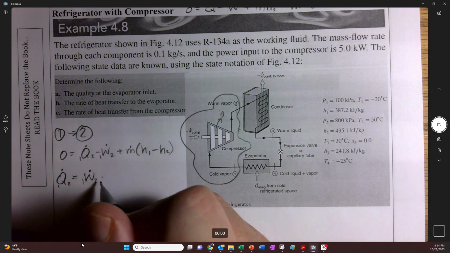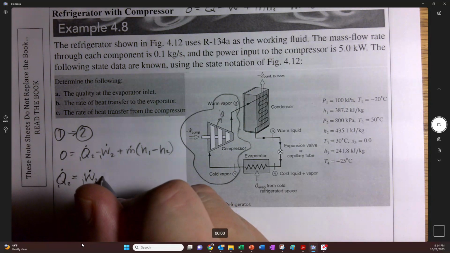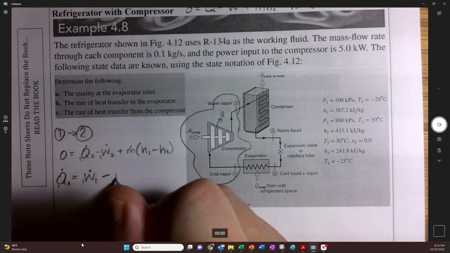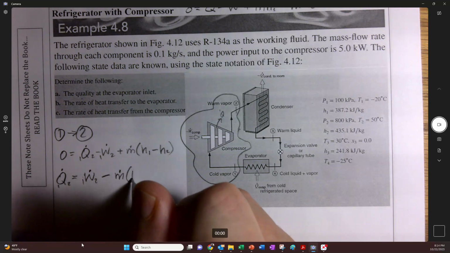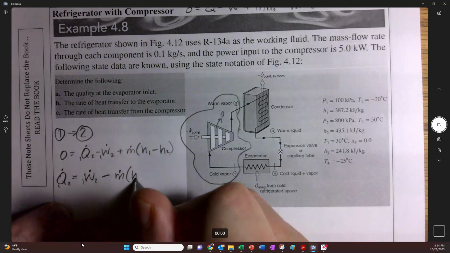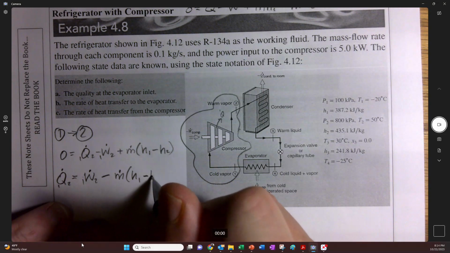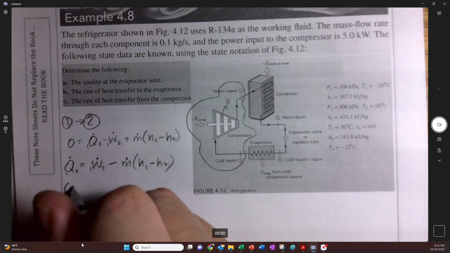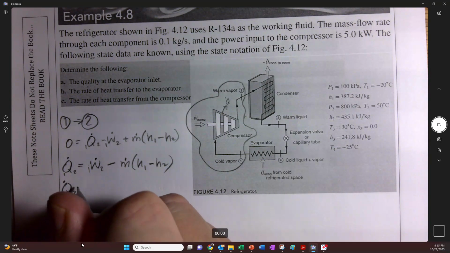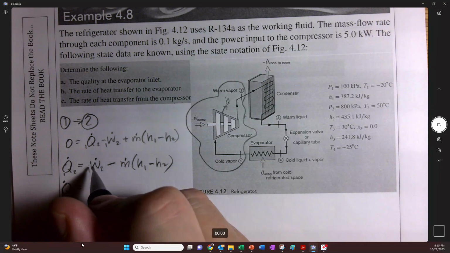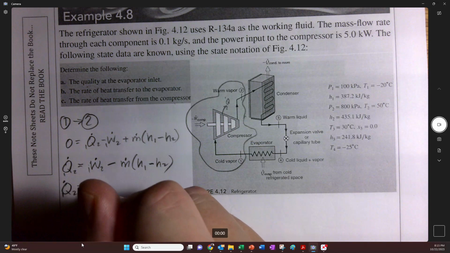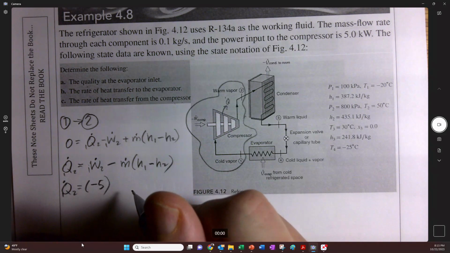I'm thinking out loud. Sorry. I think I'm going to go minus. Yeah, minus m dot H1 minus H2. I think that's correct, right? I'm trying to get the signs correct because I did it differently on my thing. So we're having work being put in, so that should be a minus 5 coming in.